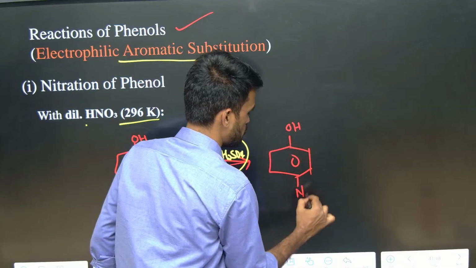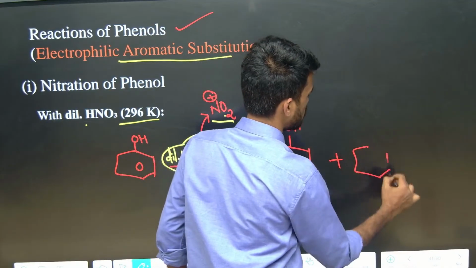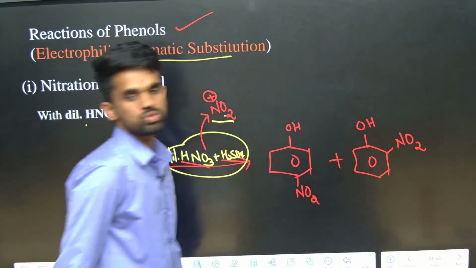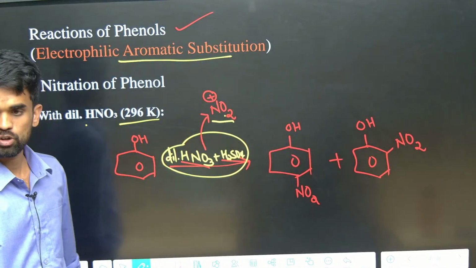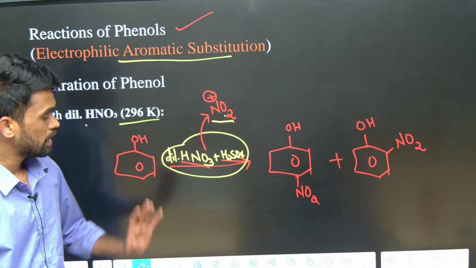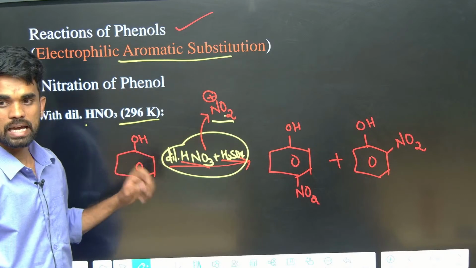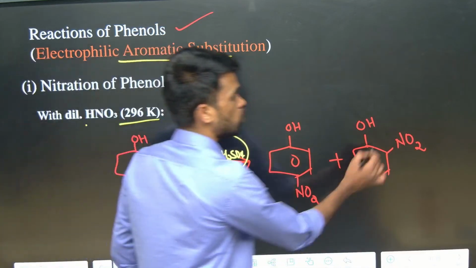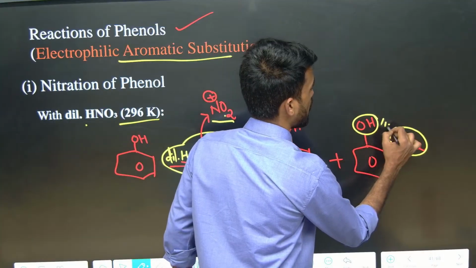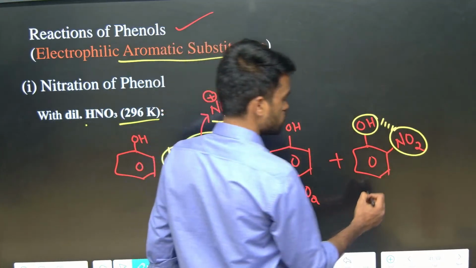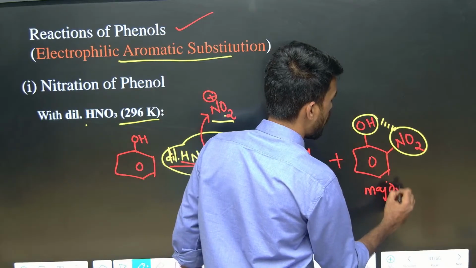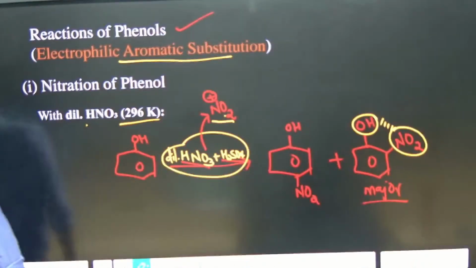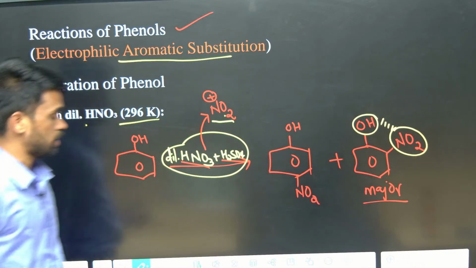So you will get OH and a nitro group at the para position, and a nitro group at the ortho position. And remember here, which is the major product out of these two? One of the interesting questions, which is major? Generally, if there are only alkyl groups or other electron releasing groups, we say the para product is major. But here, between the OH group and the nitro group, we will have intramolecular hydrogen bonding. Due to that intramolecular hydrogen bonding, the ortho product will be major. Remember this point, they will ask which is major.